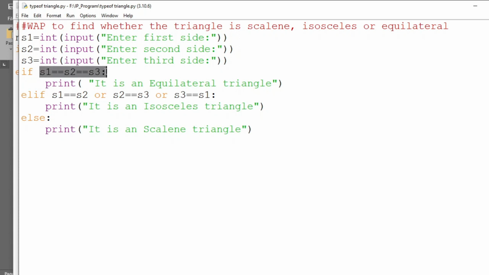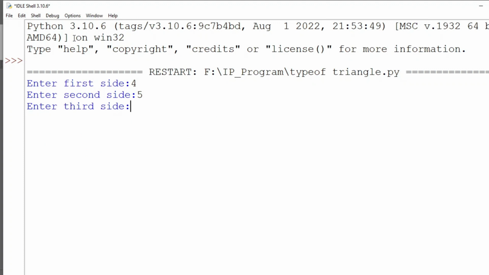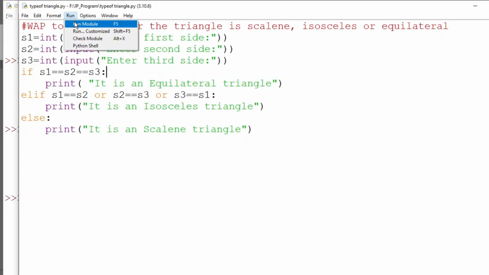If they all are equal, if s1 double equal to s2, and instead of and we can simply put like this. So it is an equilateral triangle. Now in case of isosceles, 2 sides must be equal. So if s1 and s2 are equal, or s2 and s3 are equal, or s3 and s1 are equal, it's an isosceles triangle. Otherwise it's a scalene triangle. So let's run this program.